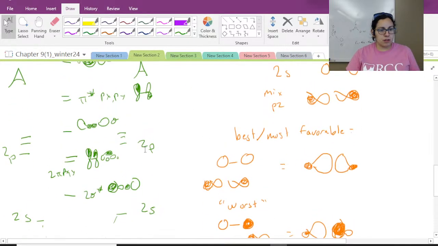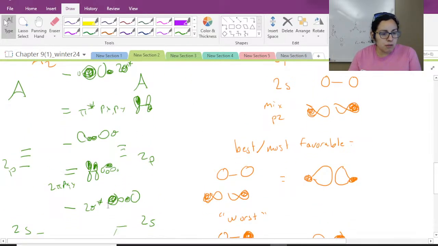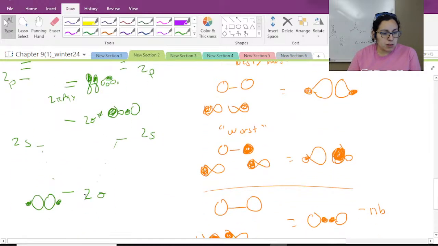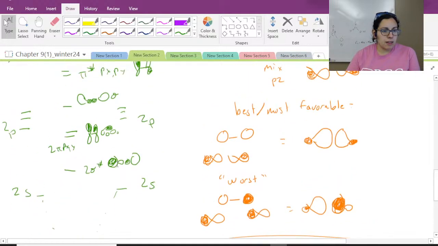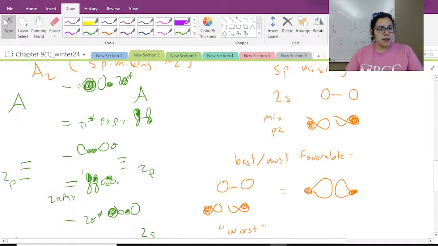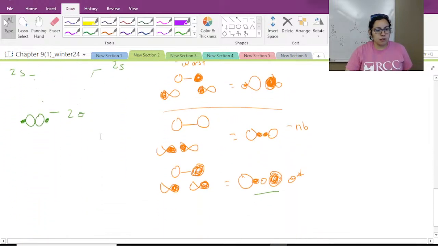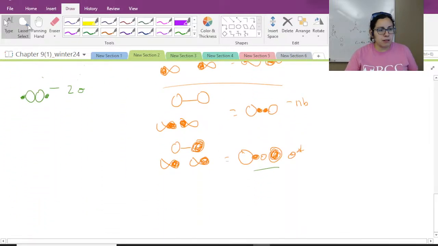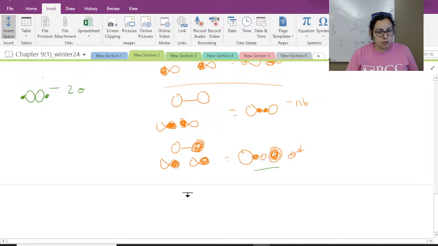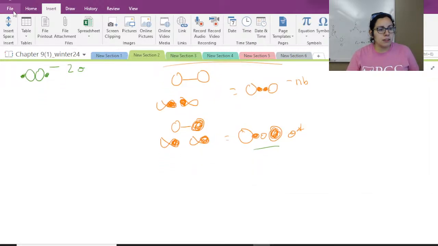And so, again, double check yourself. Make sure you have 8 in the middle. So 1, 2, 3, 4, 5, 6, 7, 8. And so this is our framework. So I'll go ahead and recopy it for nitrogen so we can fill in our electrons.